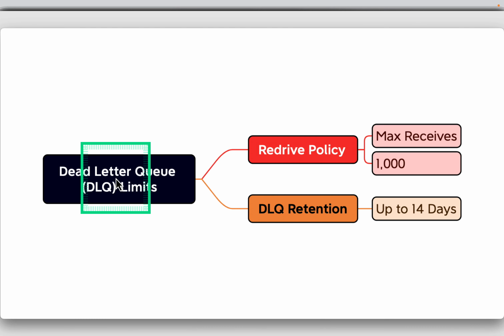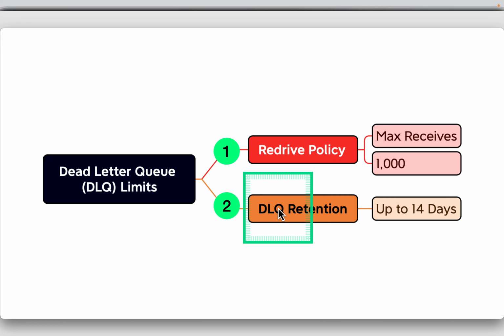Okay, next some dead letter queue (DLQ) limits. First one, redrive policy: the maximum number of receives before a message is sent to the DLQ is 1000. DLQ retention: messages in the dead letter queue are retained for up to 14 days.